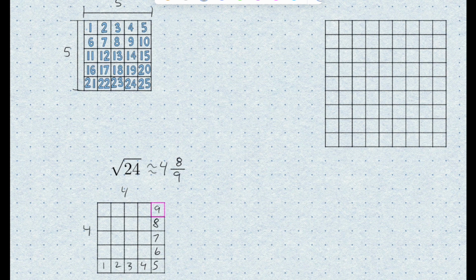We can use a calculator to verify this value. So this would be approximately 4.89897. 8/9 would be approximately 4.8 repeating. So you can see that these would actually both round out to 4.9. So this is approximately correct to the nearest tenth.